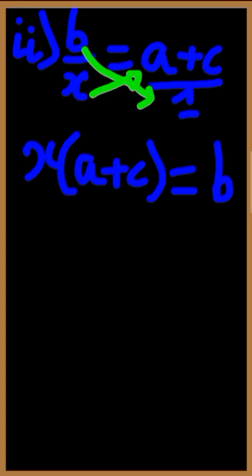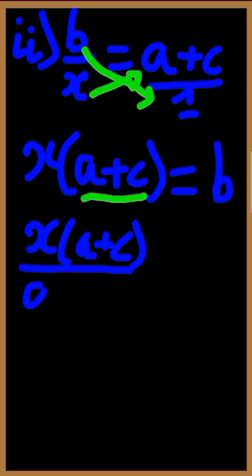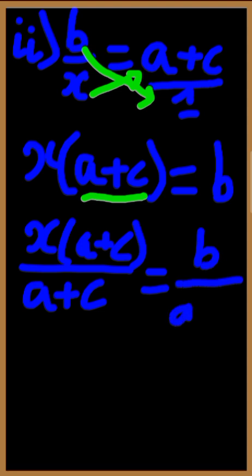Since we have to make x the subject of formula, we are going to divide both sides by the coefficient of x, and in this case the coefficient of x is simply a plus c. You take note, dividing both sides by a plus c, this will give us x times a plus c. Then we divide by a plus c is equal to b. Then we divide b by a plus c.